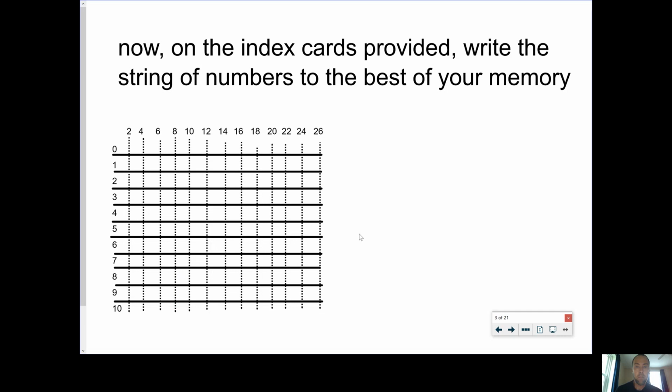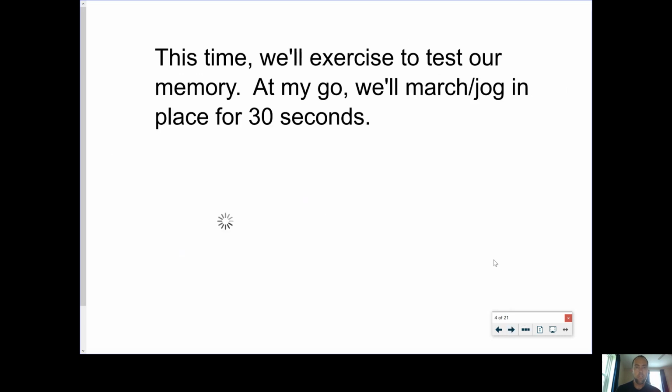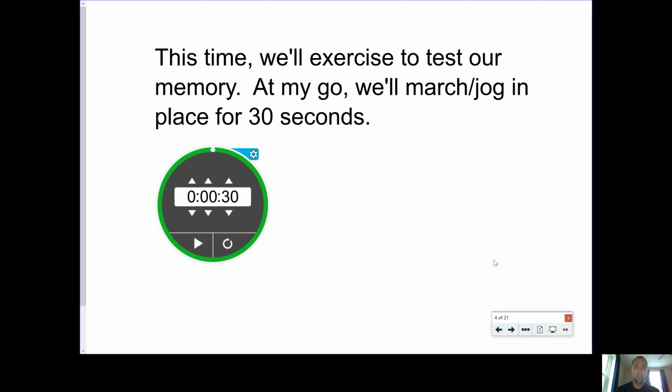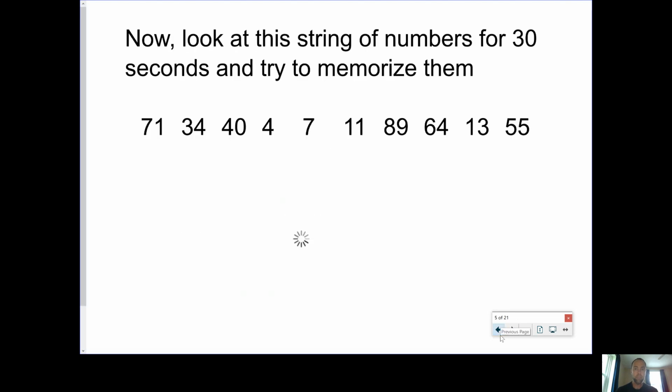All right. Now, again, our claim was that exercise would improve memory. So this time we're going to exercise by marching in place for 30 seconds. Again, pause the video, stand up, and either do some jumping jacks or march in place. Just get your blood flowing, okay? All right. Now, get ready because I'm going to show you another 10 numbers, and you're going to remember them for 30 seconds.